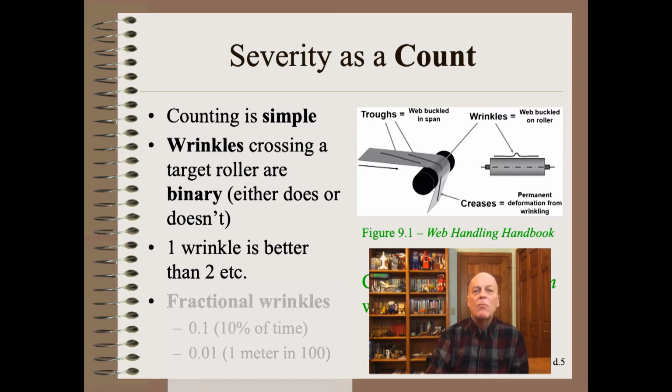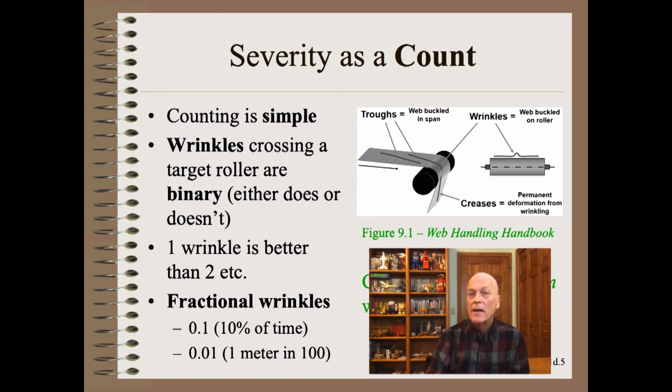This measure is even more powerful because fractional wrinkles can be used when reliability is more typical of most plants. While it is seldom possible to have a 0.1 sized wrinkle, you could have a 1-sized wrinkle crossing the roller 10% of the time. While it is seldom possible to sustain a 0.01 sized wrinkle, you could have a 1-sized wrinkle crossing a roller 1 meter in 100 meters of length. Well, you get the idea.